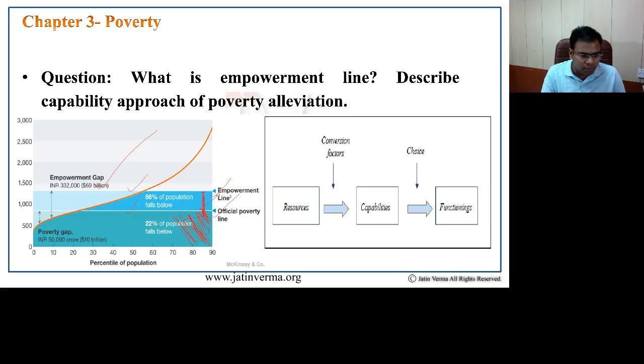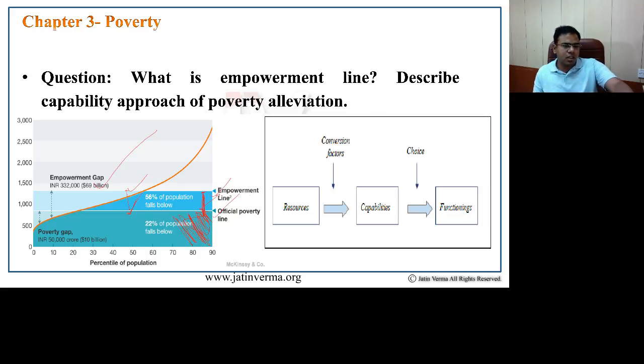The empowerment line goes a bit above the poverty line, and the poverty line just tries to measure the amount of basic necessities that is required. The empowerment line goes further ahead in terms of the minimum income that has to be provided, so that a person or family rises above the poverty line and stays there for long.